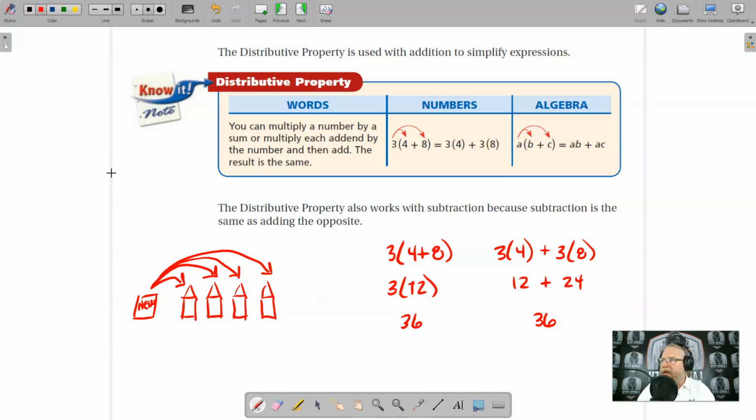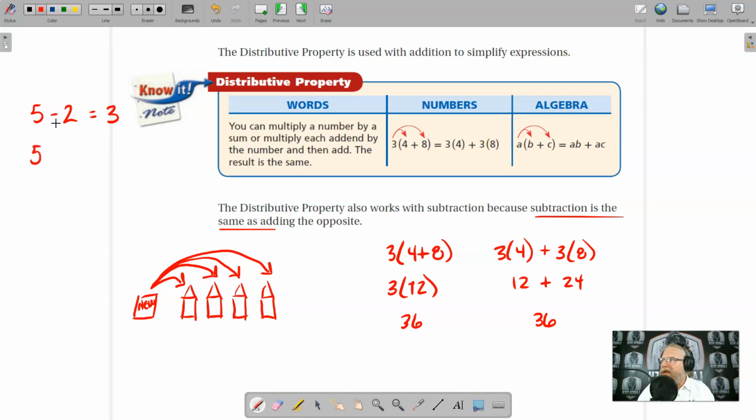So let's take a look at that example here. Whenever they say that subtraction is the same as adding the opposite, let's do 5 minus 2, right? What's 5 minus 2? Well, hopefully you say 3, right? Well, I can do the same. I can just add the opposite.